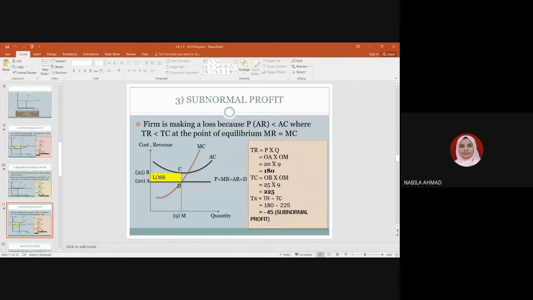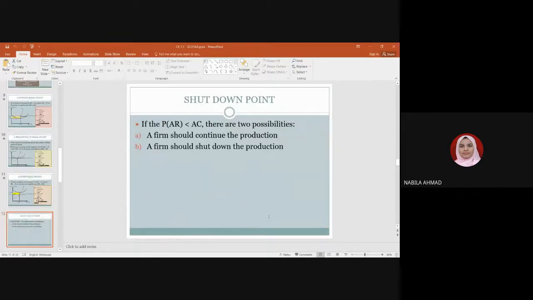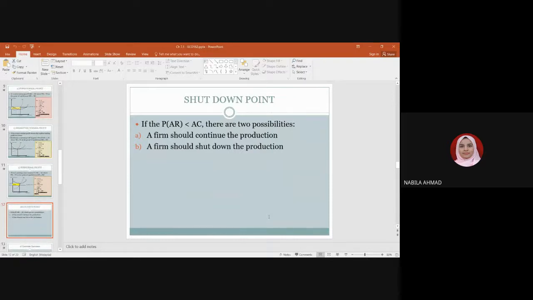So bila kita cari total profit, kita akan dapat negatif. So total revenue 20 darab 9, 180. Total cost 25 darab 9, 225. So total profit adalah 180 tolak 225, kita dapat negatif 45. So the firm is making subnormal profit. Yeah? Right. So boleh faham tak yang di situ? 3 types of short run profit tu?